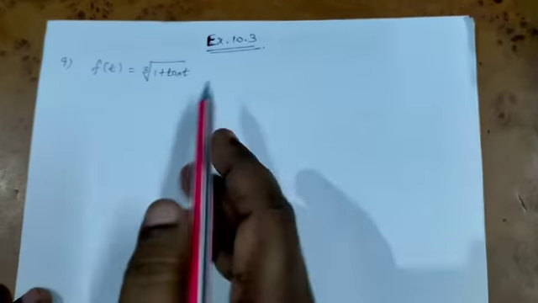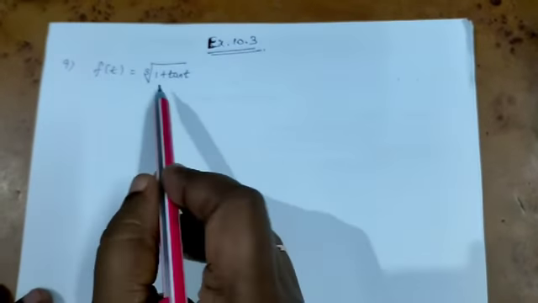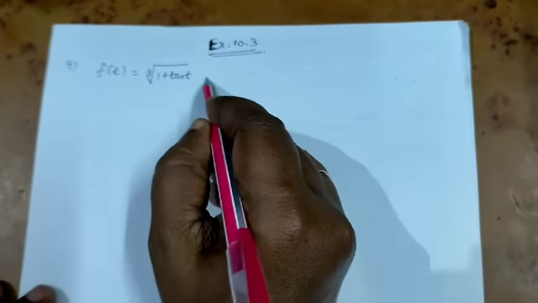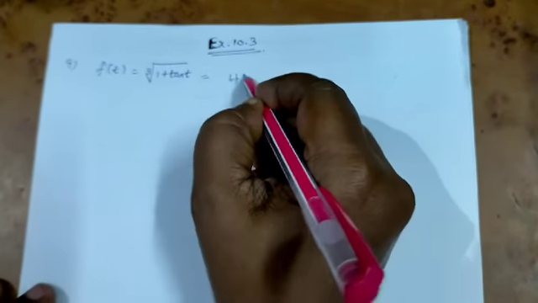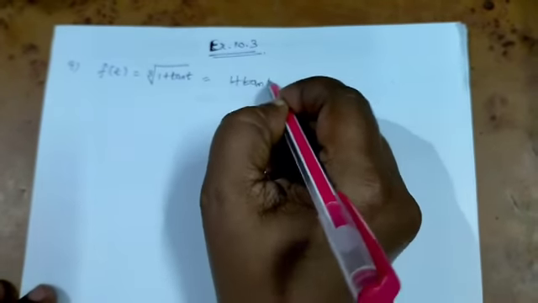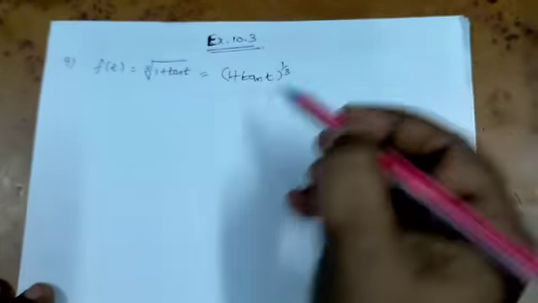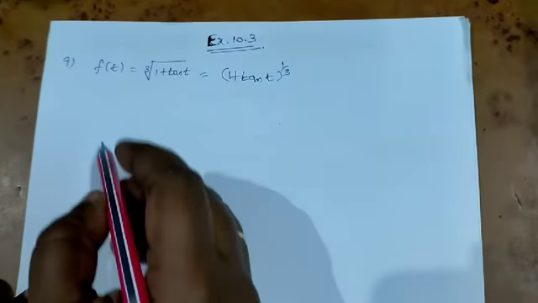Before starting the differentiation, it can be written in index form. How will you write it in index form? (1 plus tan t) whole power 1 by 3. Now you can start the differentiation.